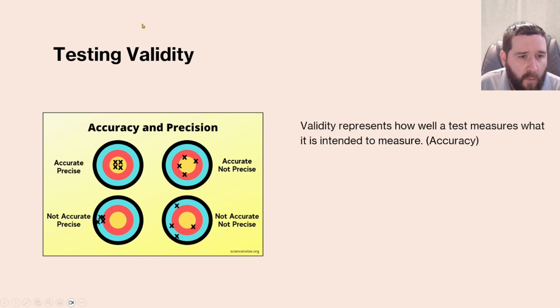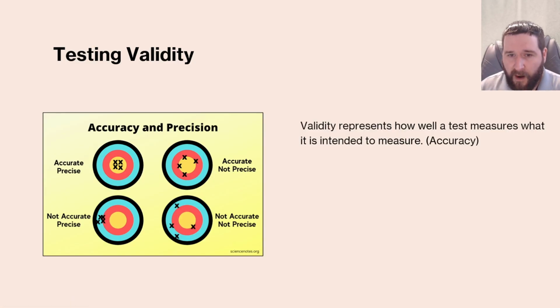Okay, if we're trying to hit this target, an accurate shot would hit the target in the middle, or on average hit the middle. Validity: we're trying to hit our target of what we're intending to measure. So when we talk about validity, there's a couple ways we can apply that.